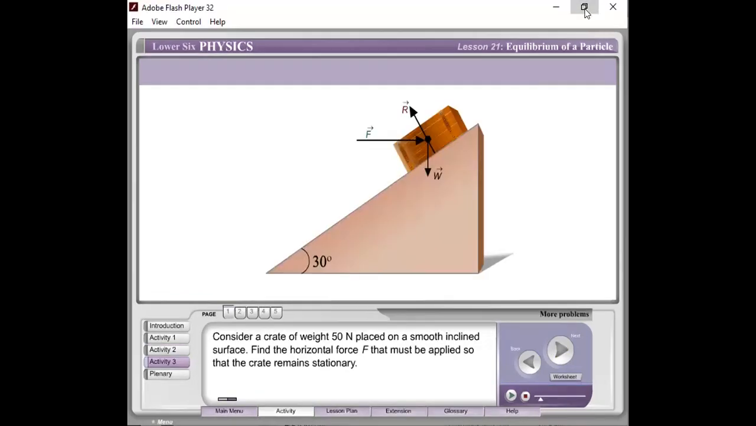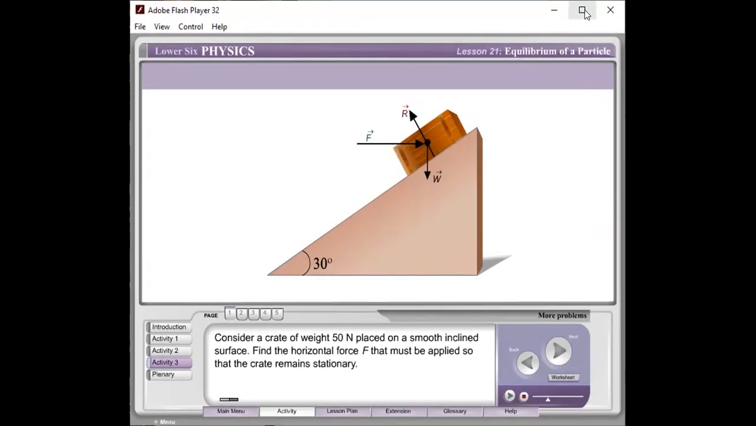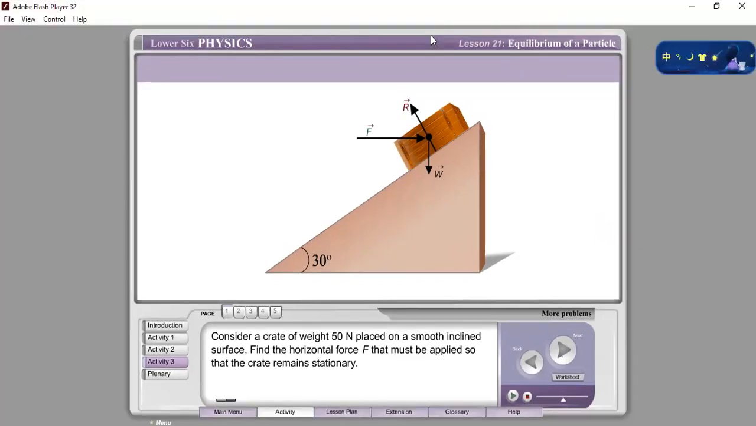Consider a crate of weight 50 Newton placed on a smooth inclined surface. Find the horizontal force F that must be applied so that the crate remains stationary.